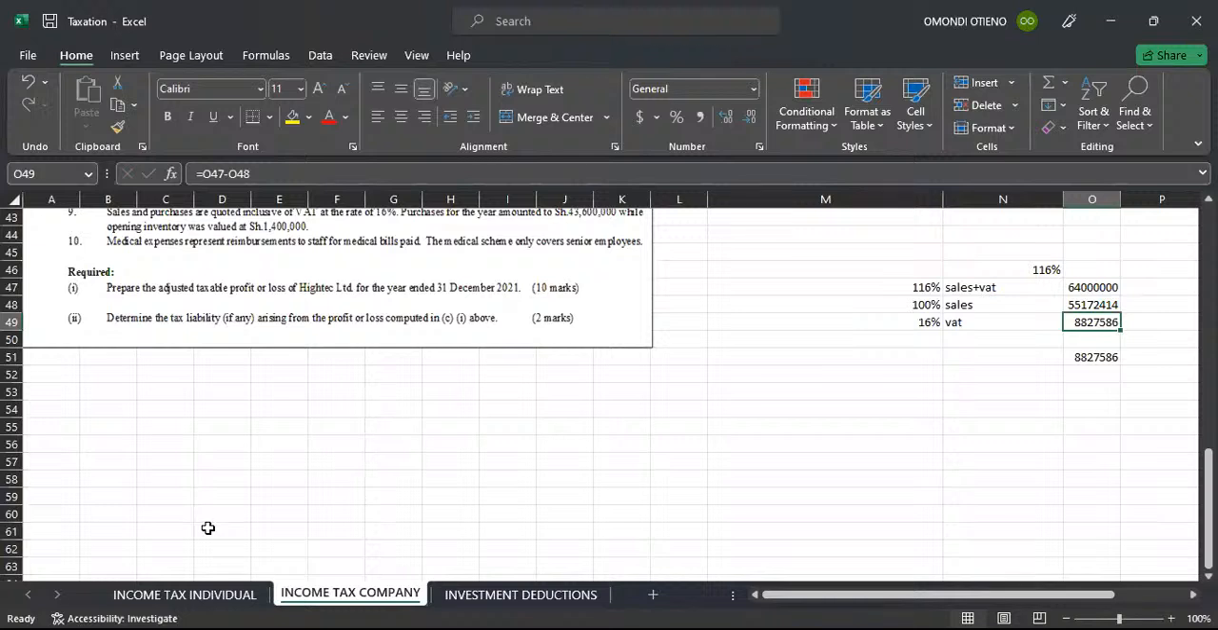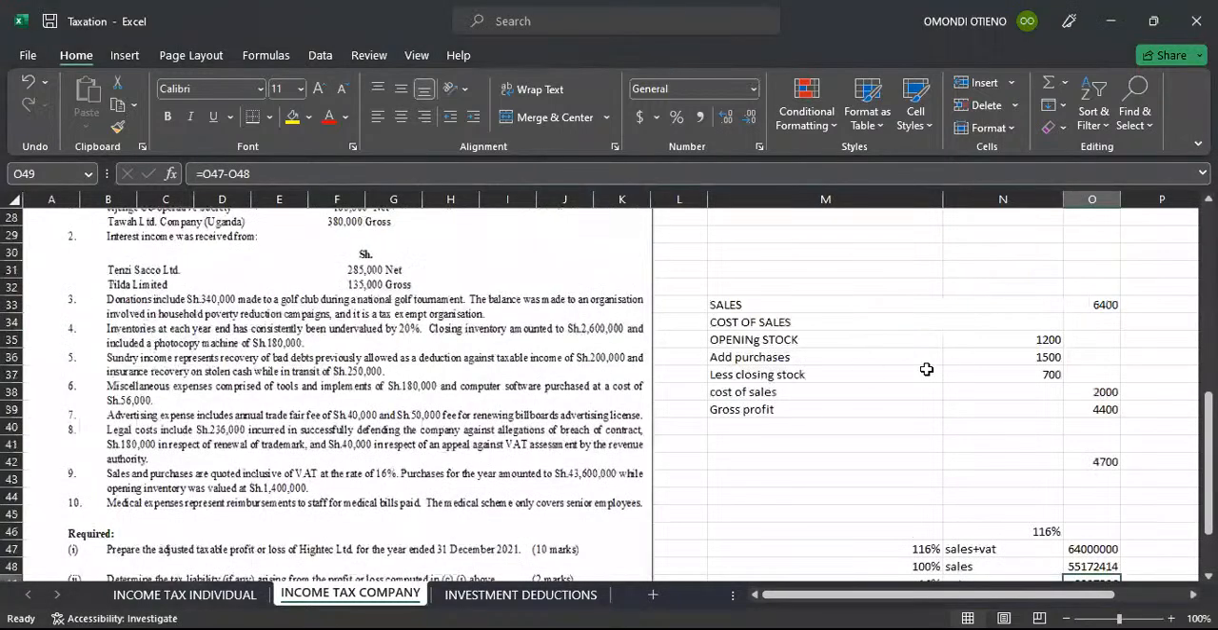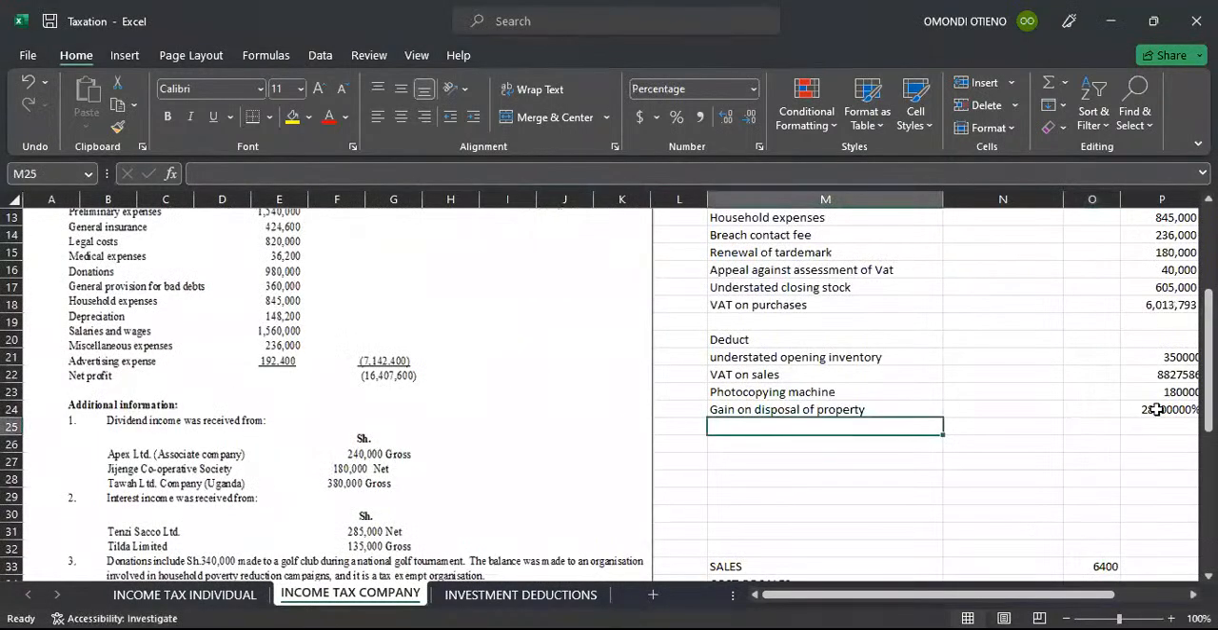Is that clear? Yes, so that's what we did to get the value of VAT up there. So let's get back to this place.